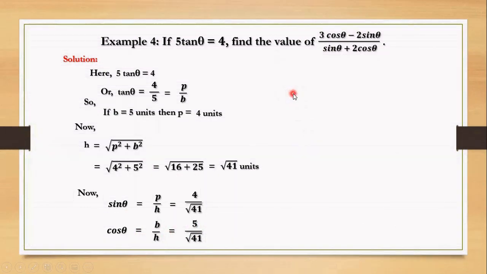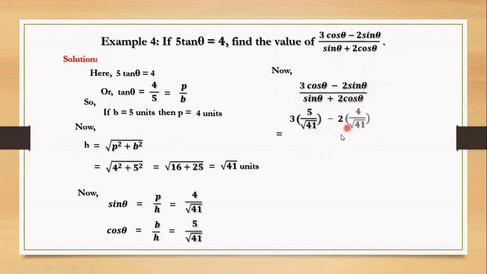Now let's find the value of the trigonometric expression mentioned in the question. Here it is 3 cos theta minus 2 sine theta by sine theta plus 2 cos theta. Substitute the value of cos theta, which is 5 by root 41, minus 2 times sine theta, whose value is 4 by root under 41. Similarly, in the denominator, sine theta is 4 by root 41 plus 2 times cos theta, which is 5 by root 41. Let's simplify it.